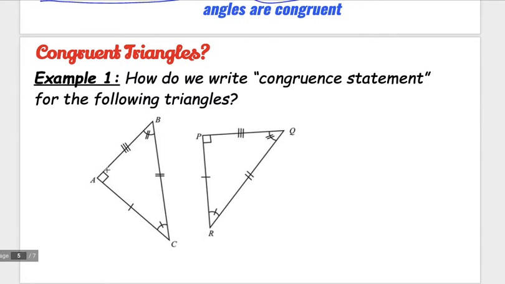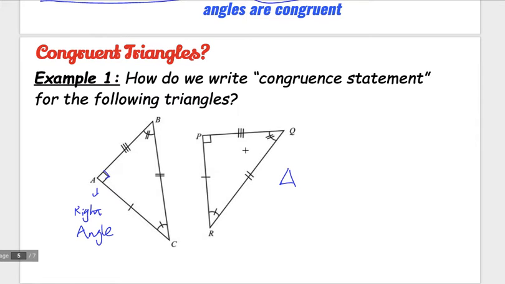For the first one, let's first observe the marks here. All 3 sides have the same marks, so that means AC matches PR and AB matches PQ. They all have 3 angles, and we also see the little square, meaning what? This is a right angle. So right angle matches right angle, the other 2 angles are the same, so these 2 triangles are congruent.